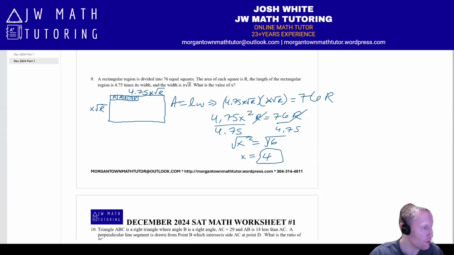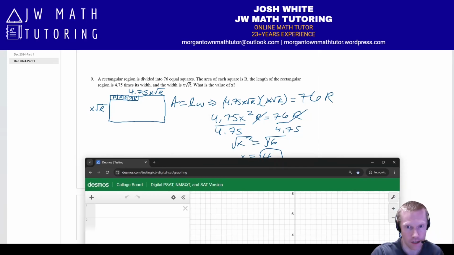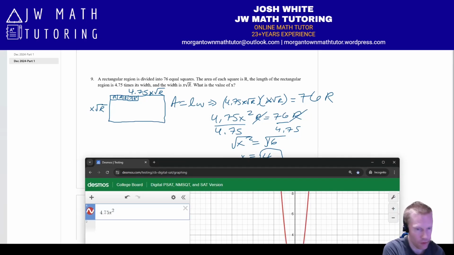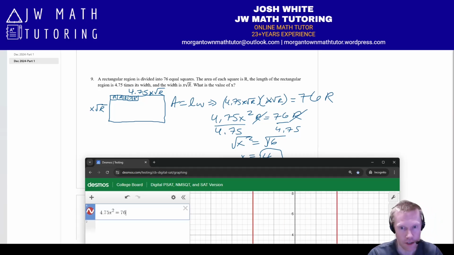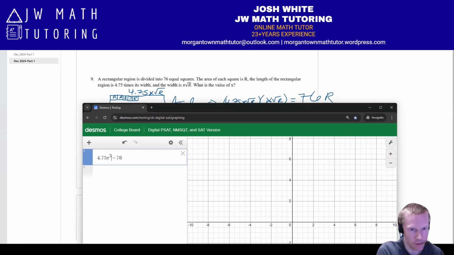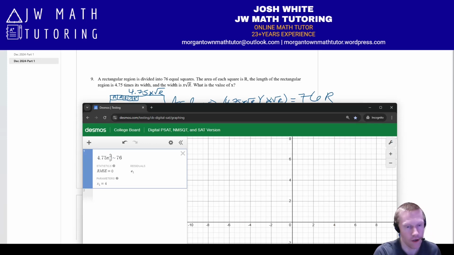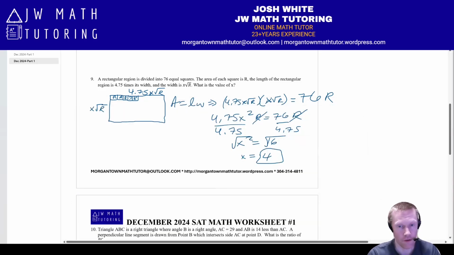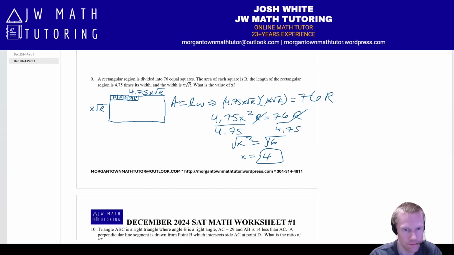And now just to show you also one thing, if you want to solve this equation in Desmos, just a little practice, you could type 4.75 x squared equals 76, and then you can see you have vertical lines at negative 4 and positive 4. So that's one way to do it. You could also technically use regression, but if you do that, you have to change it to x1 or some other letter. And you can see here it gives us just the positive answer of 4. So that's just how you could solve the equation once you cancel out the r's in Desmos instead of actually doing it out by hand.